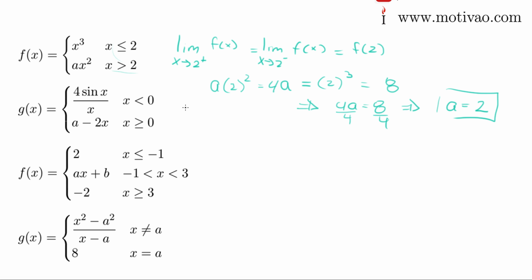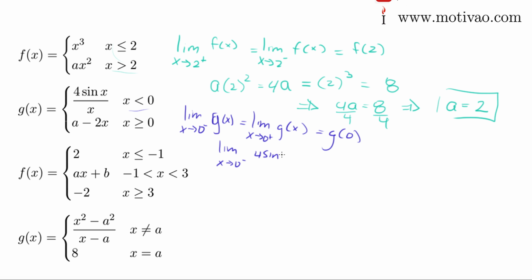I'm looking for when x approaches 0 from the left. In this case it is g, and that has to be equal to when x approaches 0 from the right, and that has to be equal to g of 0. So from the left, I'm choosing this one: the limit when x approaches 0 from the left of 4 sine of x over x. Notice that this is equal to 1 times 4, which is 4.